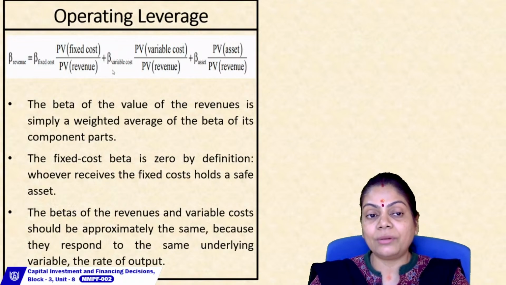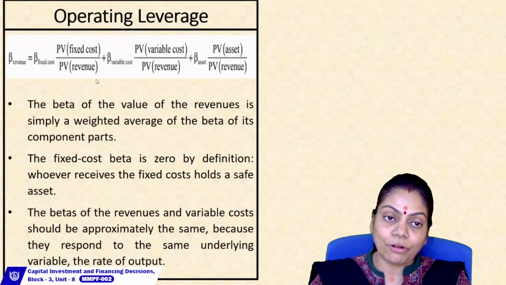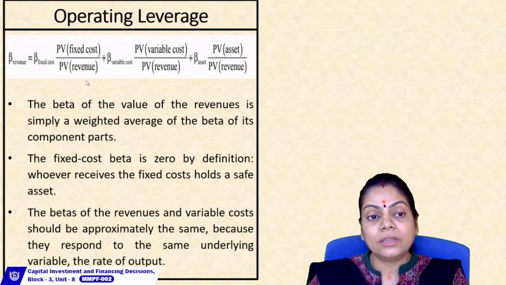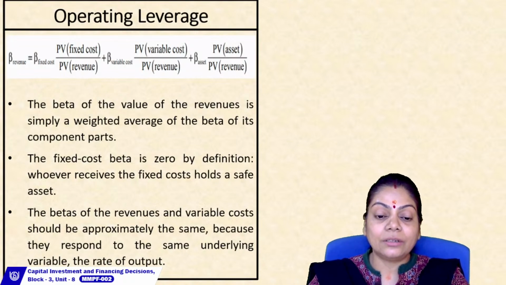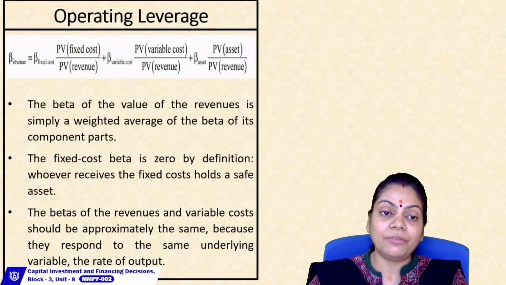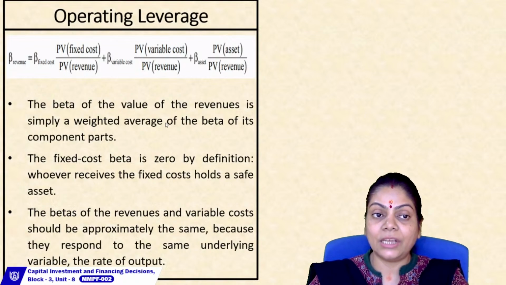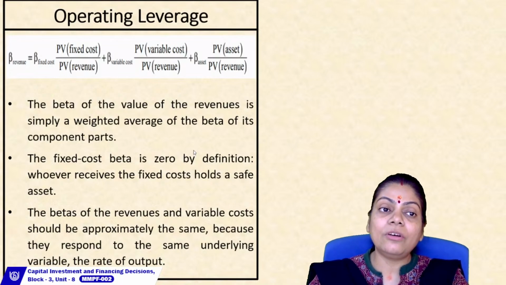Now you see what remains is the beta of the variable cost and the beta of the asset. What I'm trying to tell you is that the beta of the variable cost and the beta of the revenue are both fluctuating in nature, and both respond to similar kinds of business scenarios. Because of that, the asset beta is dependent on the beta of the revenue and the beta of the variable cost, and both fluctuate with similar market scenarios. So the higher the operating leverage you have, the higher will be the asset beta.